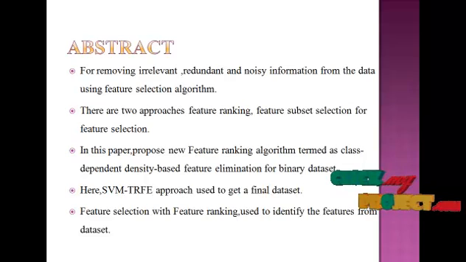Now going to briefly explain the project. Data and knowledge management systems employ feature selection algorithms for removing irrelevant, redundant and noisy information from the data. There are two well-known approaches to feature selection: feature ranking and feature subset selection. In this paper, we propose a new feature ranking algorithm, SVM RFE, and for subset selection we use collaborative filtering.